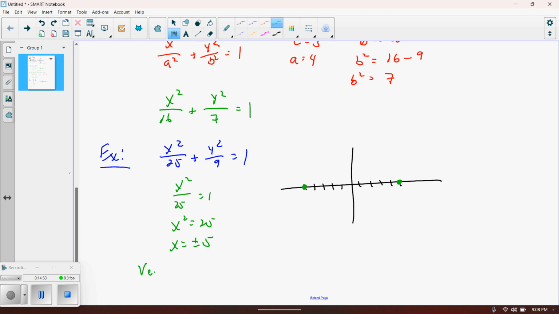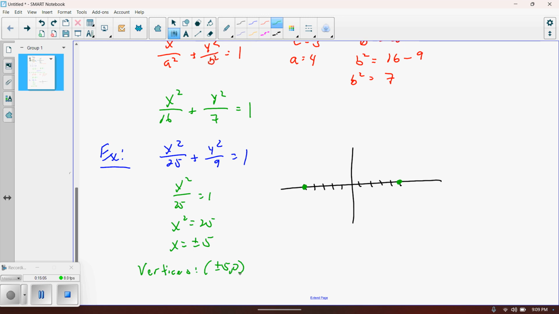So my vertices are going to be the points plus or minus 5, comma 0.